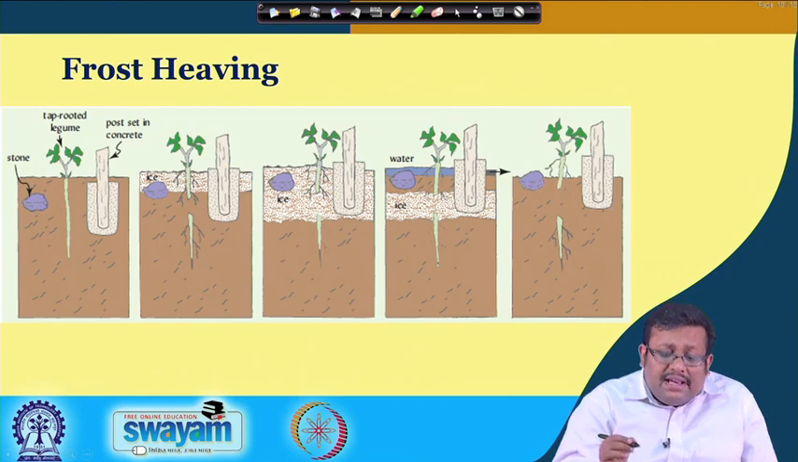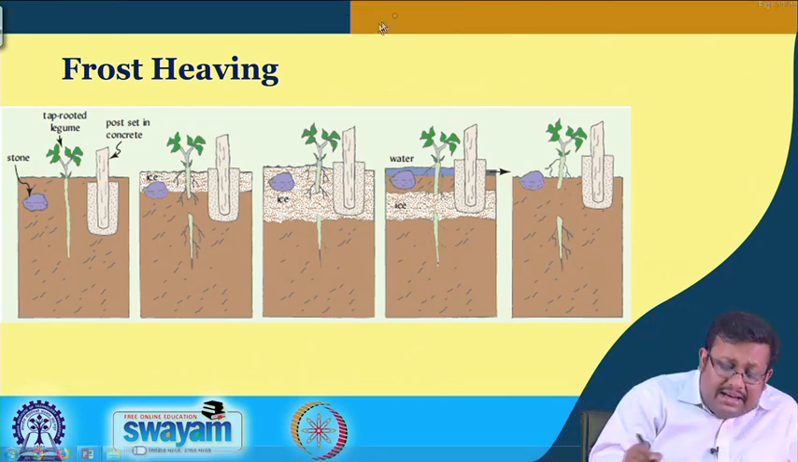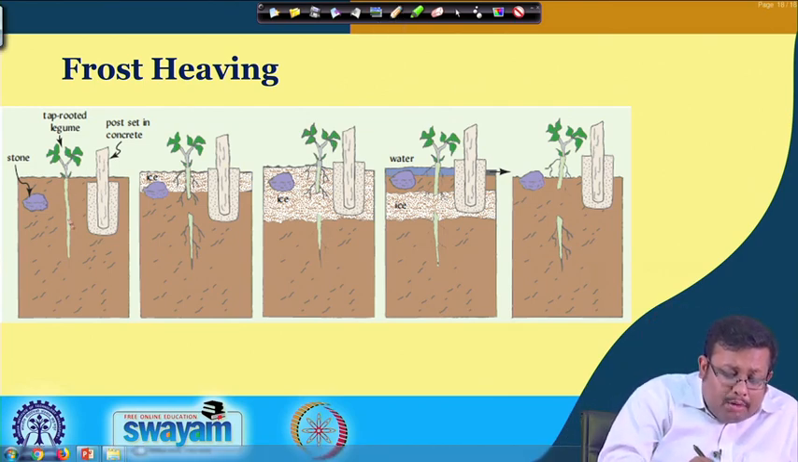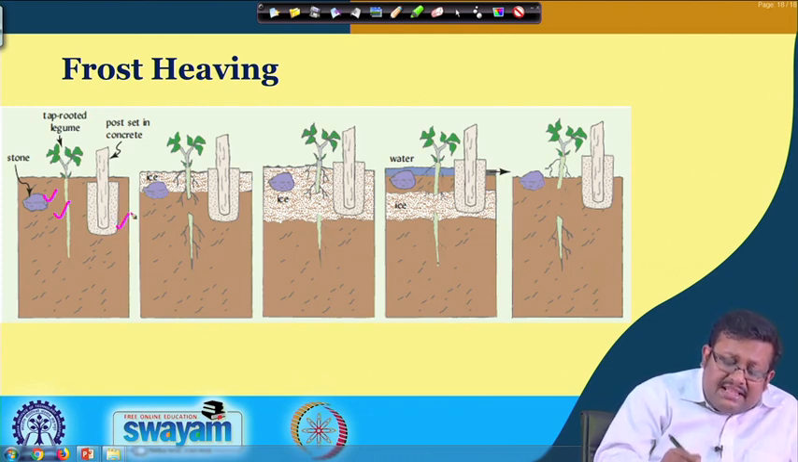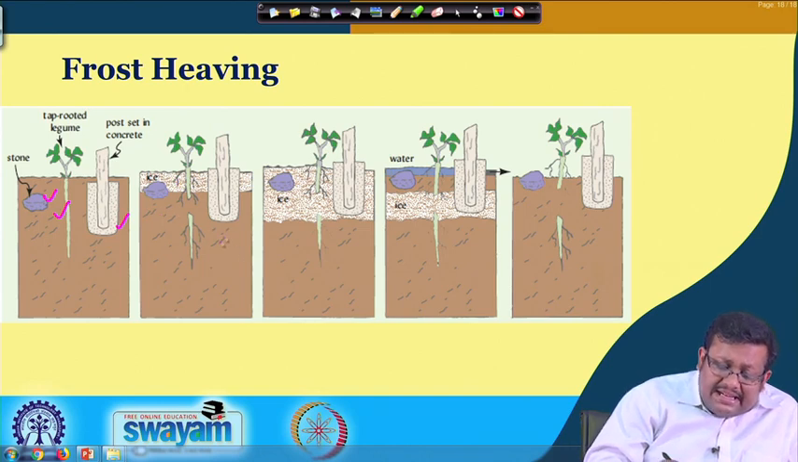You can see here in this slide, at the beginning there is a taprooted legume. We are also seeing a stone at a certain depth in the soil, and also there is a post set in concrete at a certain depth. As the ice begins to develop, the ice lens continues to form, and as a result you will see a slight upward movement of this post as well as this stone.